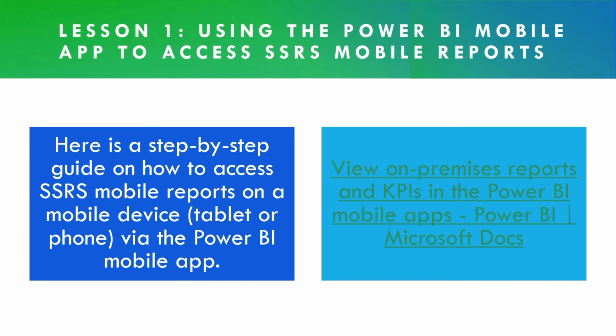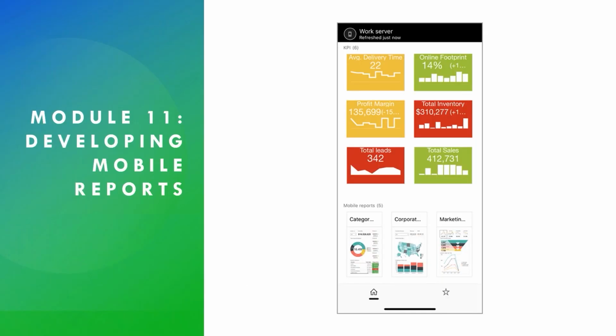So what we're going to do here is show you a screenshot of what it would look like if you were viewing it on your phone. So here's just an example of where you would see your KPIs and your mobile reports on your phone. And if you've related your KPIs to certain mobile reports, once you click on the KPI on your mobile device, you can also access the mobile report on your device, just like you can in the browser.